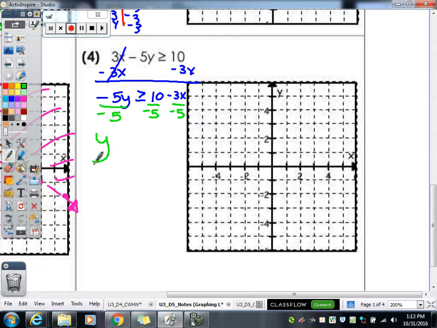And I get y. And what happens when I divide by a negative? Does anybody remember from last year? What happens to those signs? They flip, right? So this becomes less than or equal to negative 2. What happens to a negative divided by a negative?